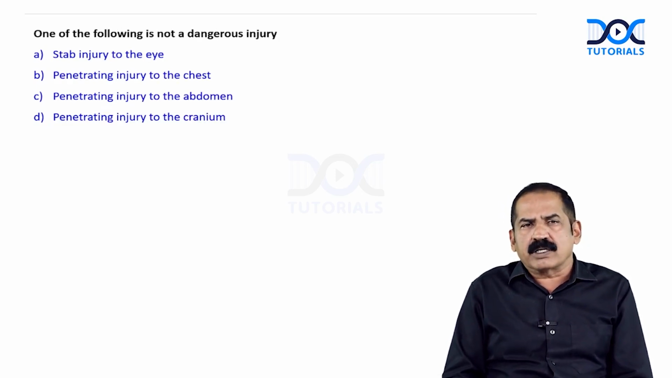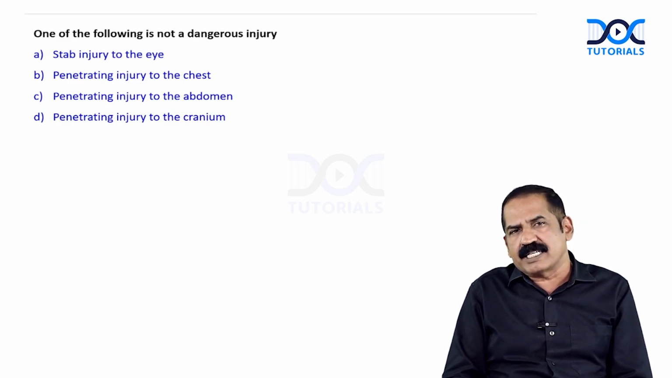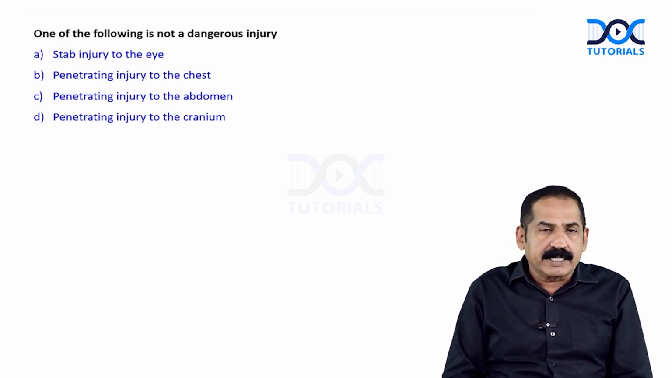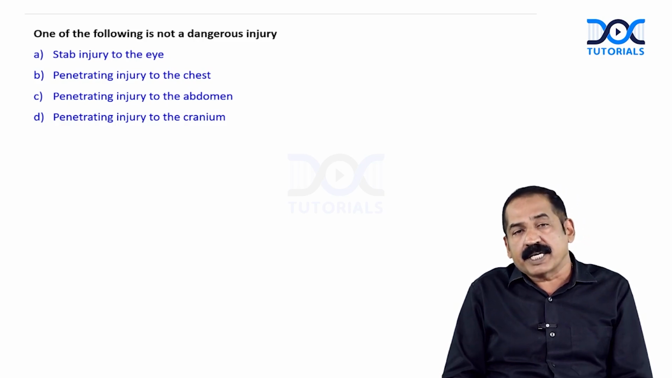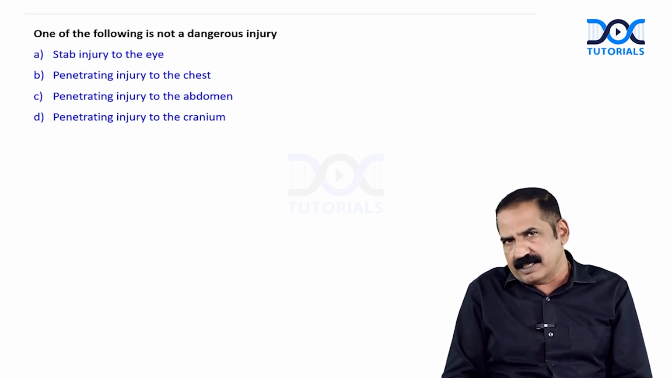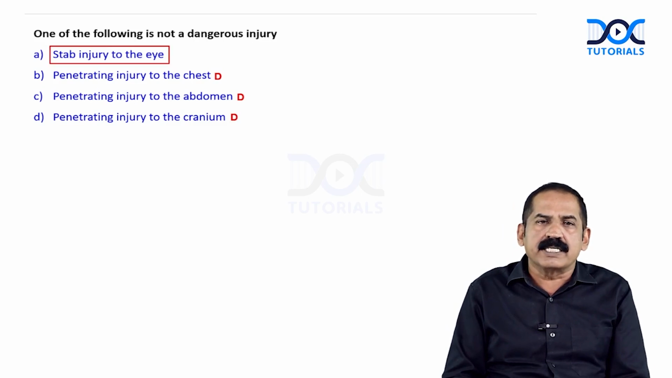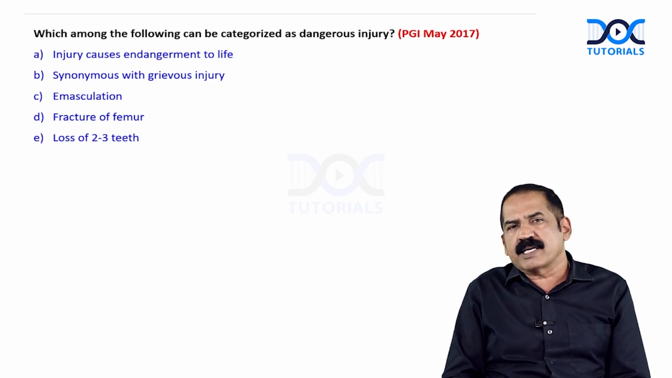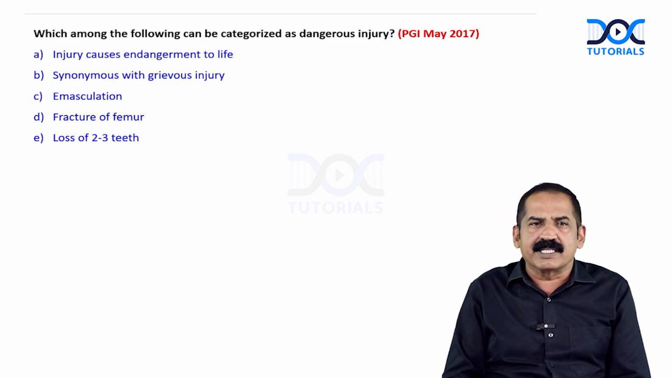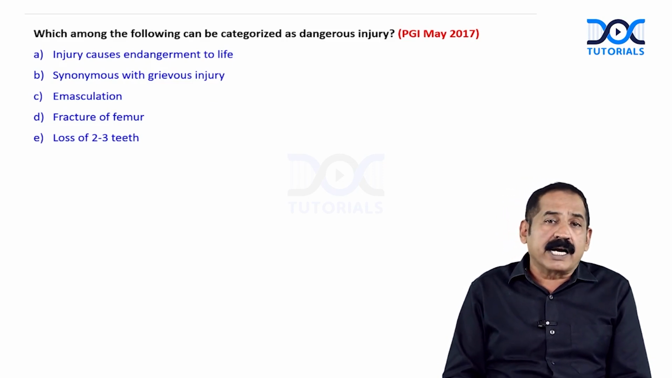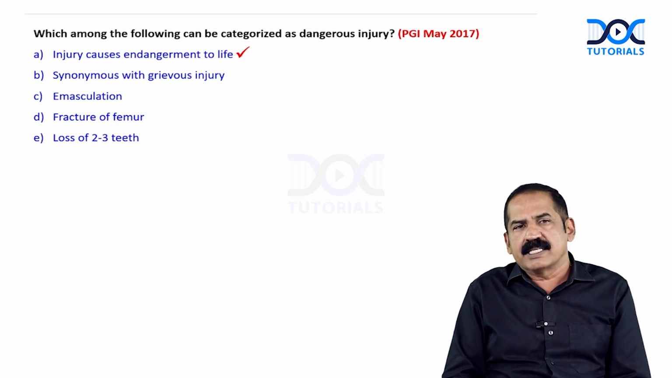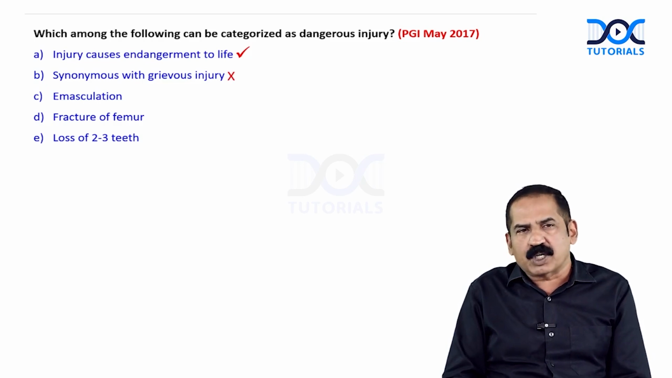One of the following is not dangerous injury. Stab injury to the eye, penetrating injury to the chest, definitely dangerous. Penetrating injury to abdomen, dangerous. Penetrating injury to cranium, dangerous. But stab injury is definitely grievous hurt, but it does not pose immediate danger to life. Now, which among the following can be categorized as dangerous injury? Injury causes endangering to life. Yes. Synonymous with grievous injury. Wrong.